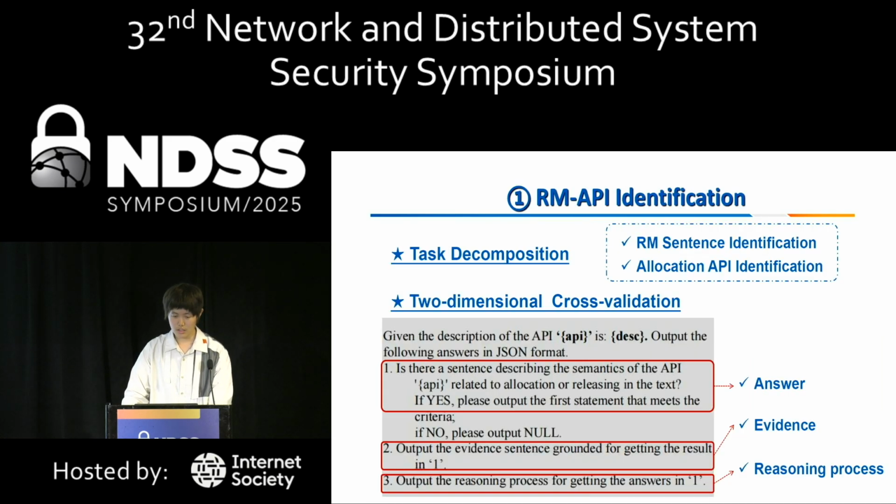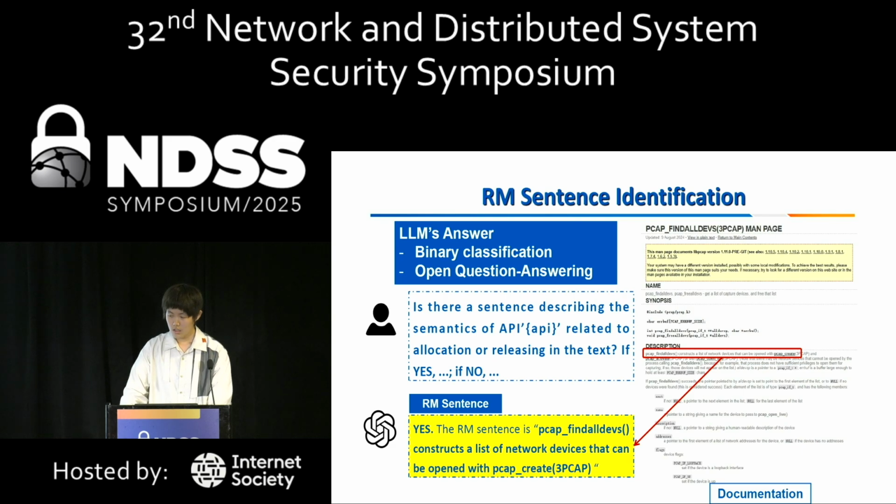In ARM API identification, we decompose the task into ARM sentence identification and allocation API identification. We also deploy two-dimensional cross-validation to confirm the correctness of the LLM's output. For each task, we ask the LLM to output its answer, evidence, and the reasoning process. For the LLM's answer, the prompt contains binary classification, asking if there exists a sentence describing the semantics of the API, which is an open question answering approach.